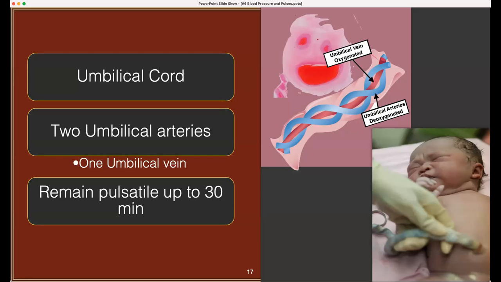It stays pulsating for up to 30 minutes after delivery. Some of them can be closing down as short as 5 minutes, but some can be pulsatile for up to 30 minutes. Remember that the umbilical cord has 2 umbilical arteries coming from the baby's heart and 1 umbilical vein that was coming from the placenta. So the vein at this point is going to be collapsed, but they've still got these arteries.